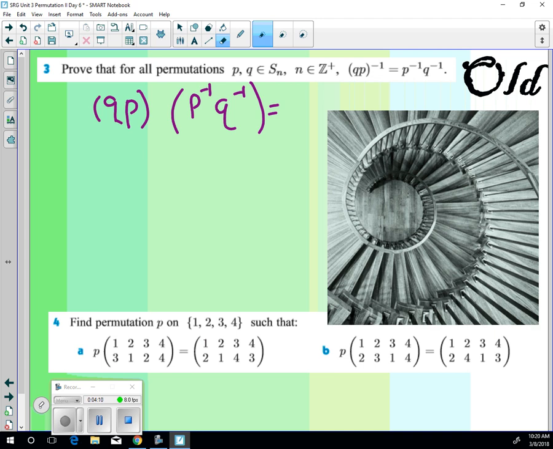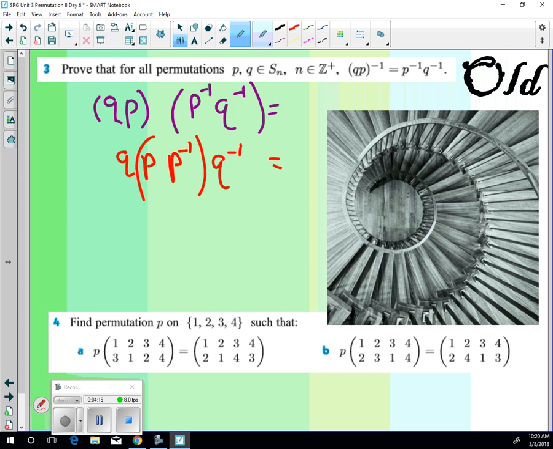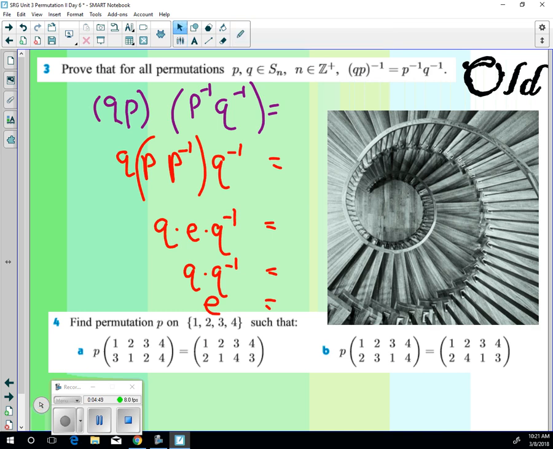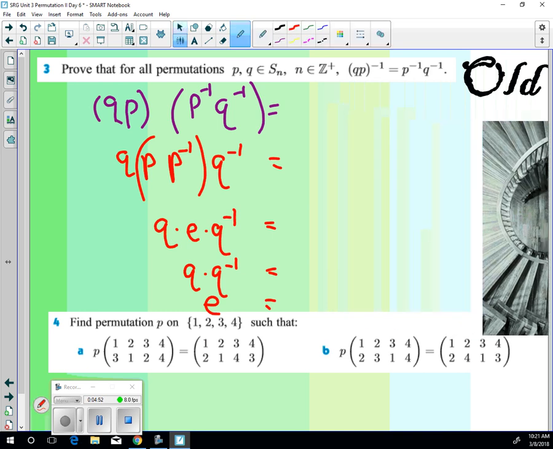Are our permutations associative? Yesterday we found out that, yes, they are. Permutation operations are associative. We didn't prove it, and it wasn't proven in the book. But what's P inverse equal to? E. So then anything times E is anything. And what's this equal to? E.